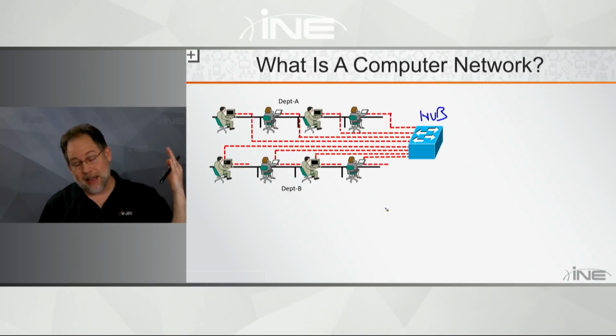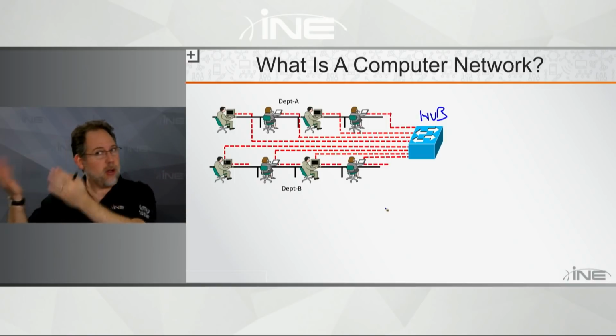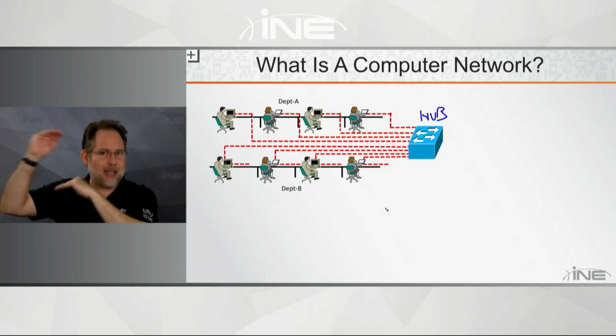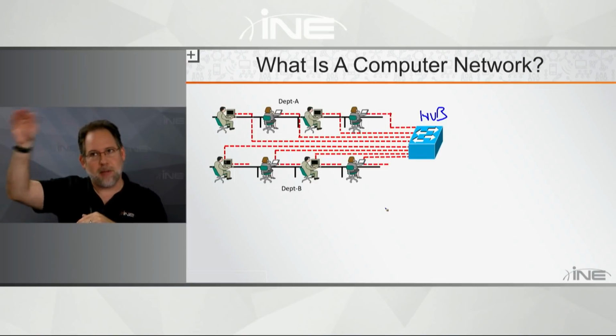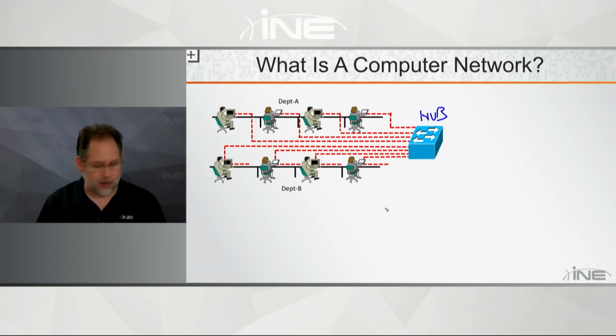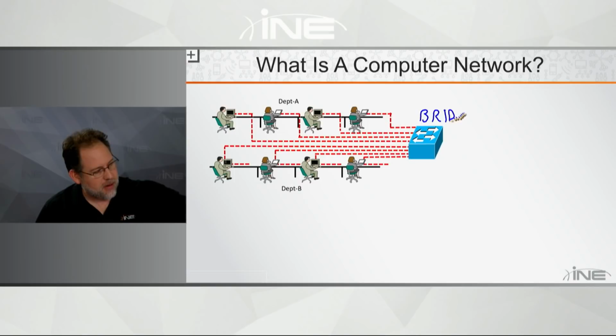So on the one hand, now the people can talk to each other, but on the other hand, we no longer have our privacy, right? There was a reason why we started out with two completely separate networks. We wanted to keep Department A and Department B separate from each other. We didn't want them to see everything. Well, in that case, a hub would not be a good solution. Then in the evolution of things came bridges, and then nowadays we have devices called switches.